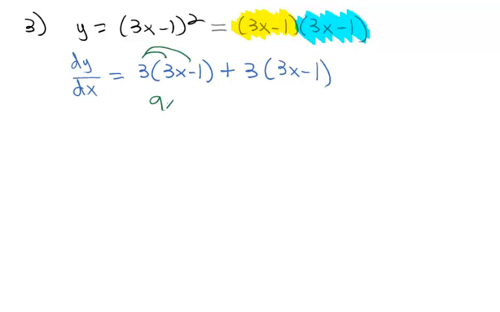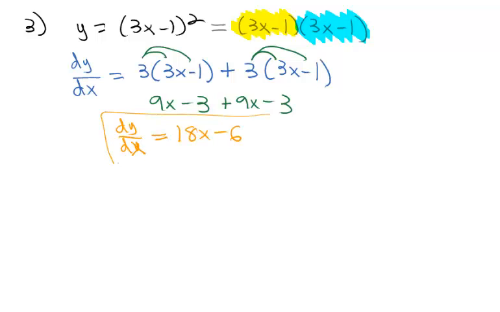Distribute the 3 to get 9x minus 3. Distribute the other 3 to get 9x minus 3. Combine like terms to get 18x minus 6. And we now have our derivative. So that's the product rule. The product rule is the derivative of the first times the second plus the derivative of the second times the first.